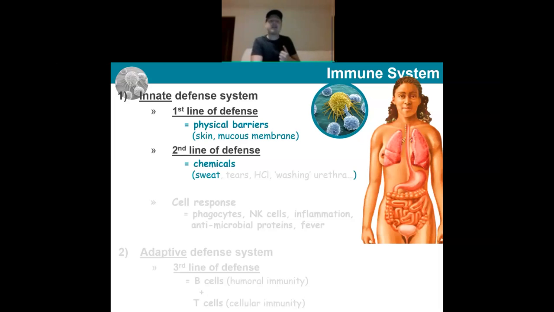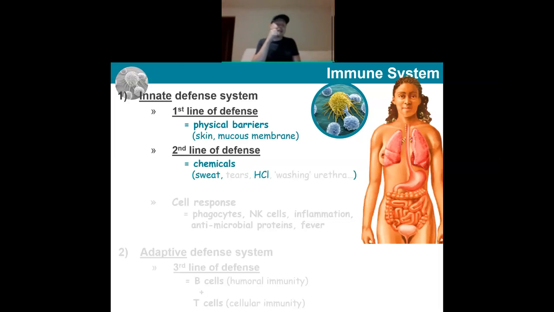The second line of defense is using chemicals to keep pathogens out. And one very good chemical that actually protects us very well against pathogens is the sweat on the top of the skin. So a lot of pathogens are killed, eliminated through that. Also notice our skin has an oil layer on top of it. That oil is again antibacterial, antimicrobial, so that protects us as well.